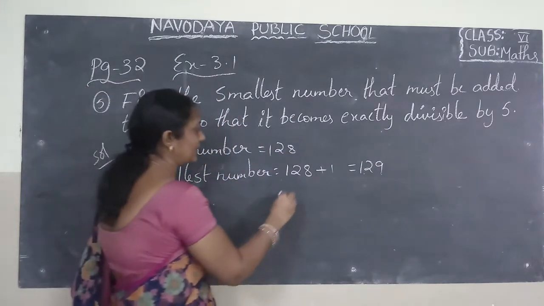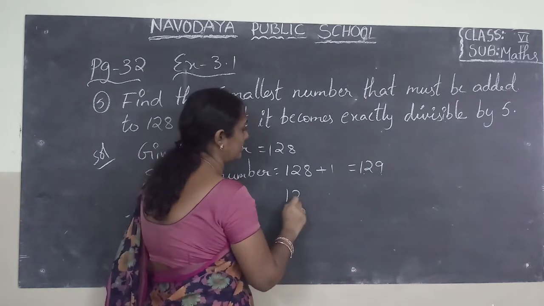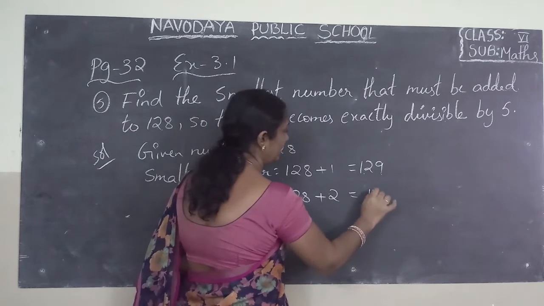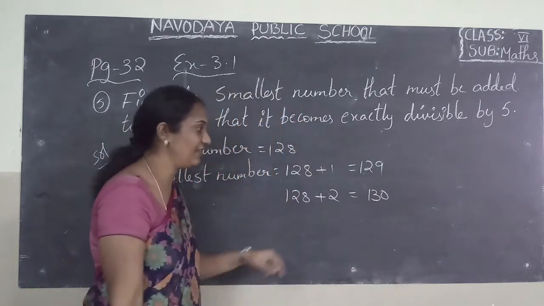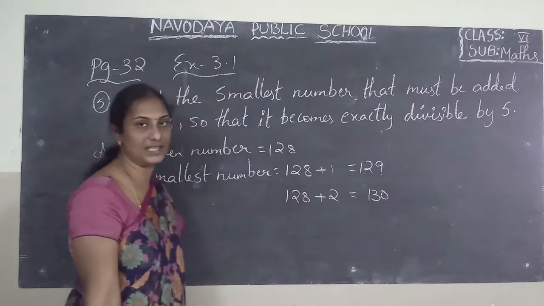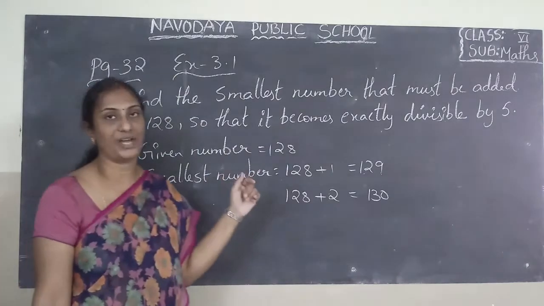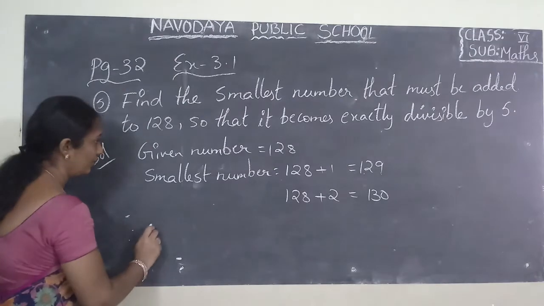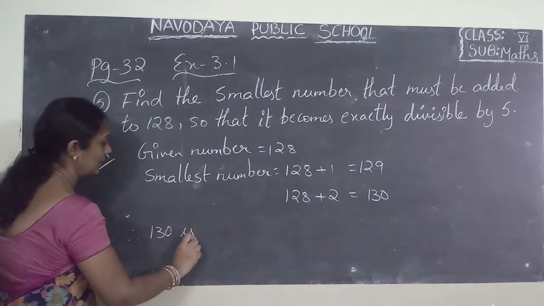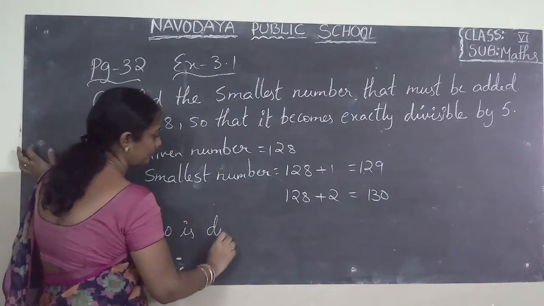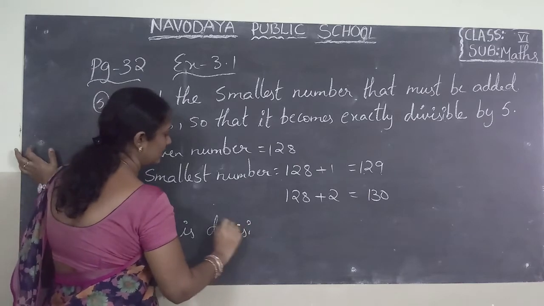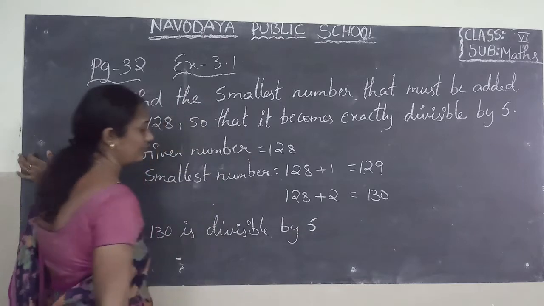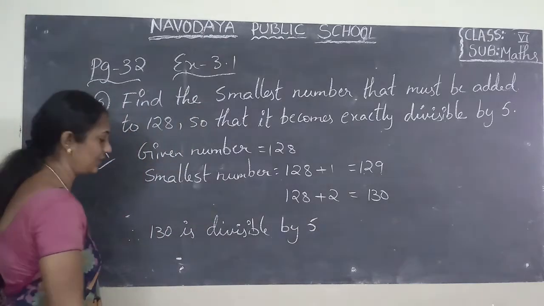Now take the next number. Next smallest number means 128 plus 2, how much? 130. In the ones place, what number did we get here? 0. Is it divisible by 5 or not? Yes, it is divisible by 5. Therefore, 130 is divisible by 5.